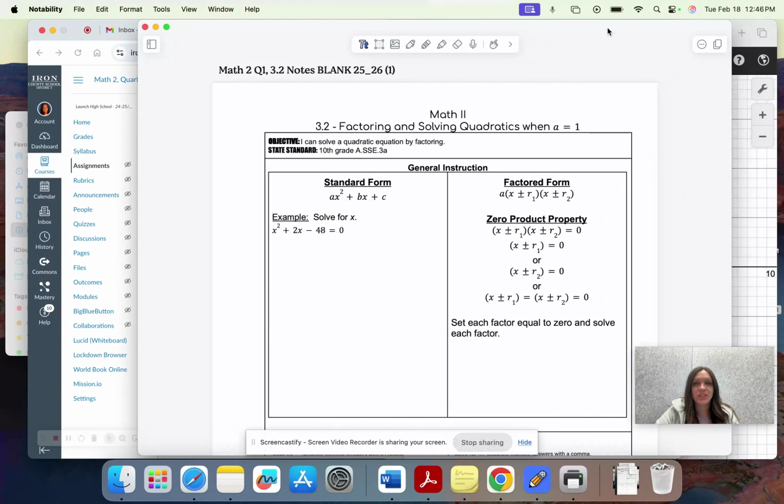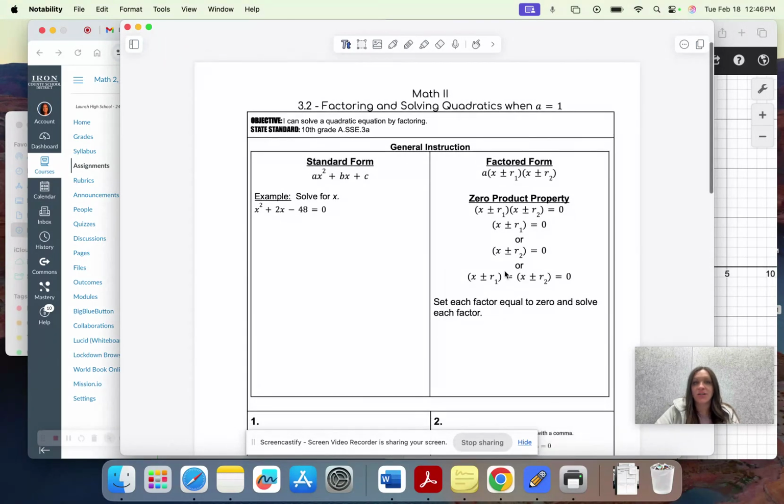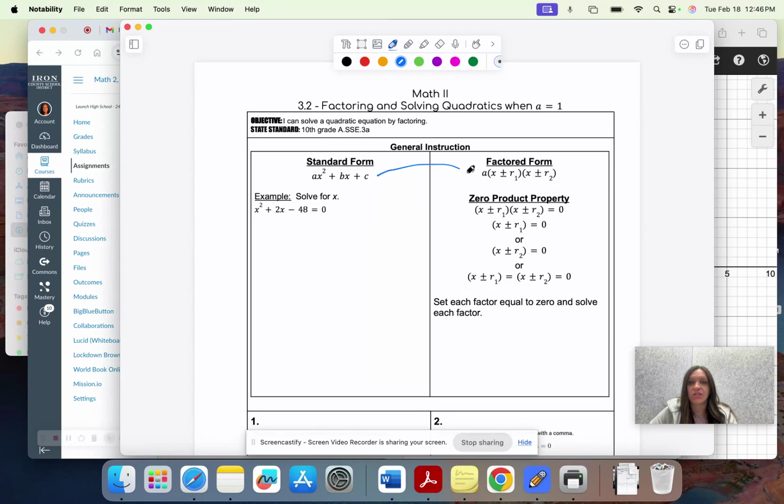Okay, 3.2, we're factoring like we've been doing, but now we're adding solving. So when we solve, we get our standard form to factored form. So this just has like A's and R's. It looks kind of weird, but these are just two factors. The R's are called roots. They're just the numbers that are in the factors.